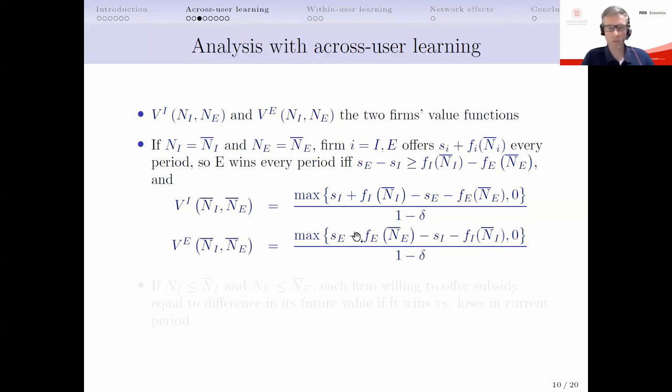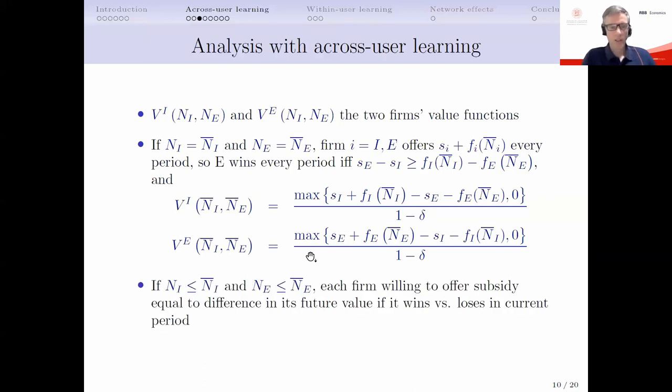Okay, so very simple. And then you can think about, well, what happens when, say, E is one period away from that threshold, but I is already at the threshold. And then obviously if E wins one more period, then it gets to this threshold and we know what its value function is. And if it doesn't win, so if I wins, then it stays exactly as it was before. So nothing changes.